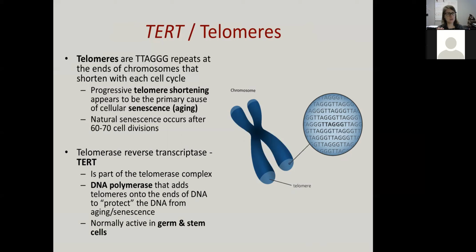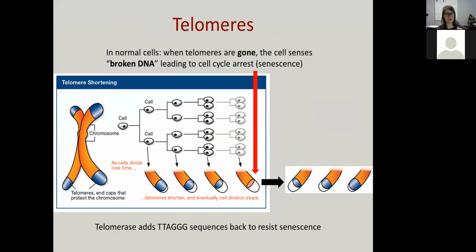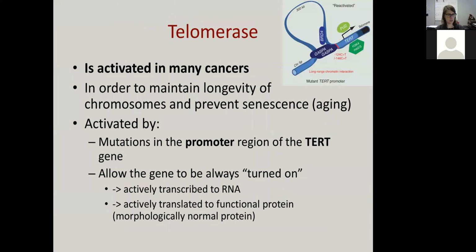So TERT telomerase is active normally in germ cells and stem cells because we want those to live for a long time, but it goes away in our differentiated somatic cells. However, it's reactivated in a lot of cancers. Normally, when the telomeres are gone, the cell senses broken DNA and pushes the cell into senescence. However, if the telomerase adds those telomeres back on, this is effectively resisting cellular senescence. And this is what happens in cancers that have TERT promoter mutations. They start adding those telomeres back on. They are the survivors of the cancer cells.